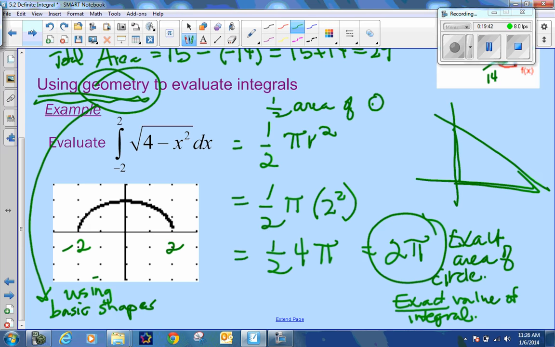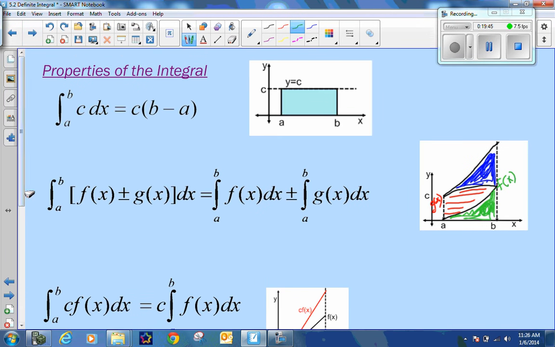Okay, so we got some properties here. These will look like limit properties a little bit. They'll probably remind you of that. This is just one illustration, it's not every single illustration. So let's say we want to look at the integral from a to b of c. Now remember, this is the function y, or f of x equals c, which is a horizontal line.